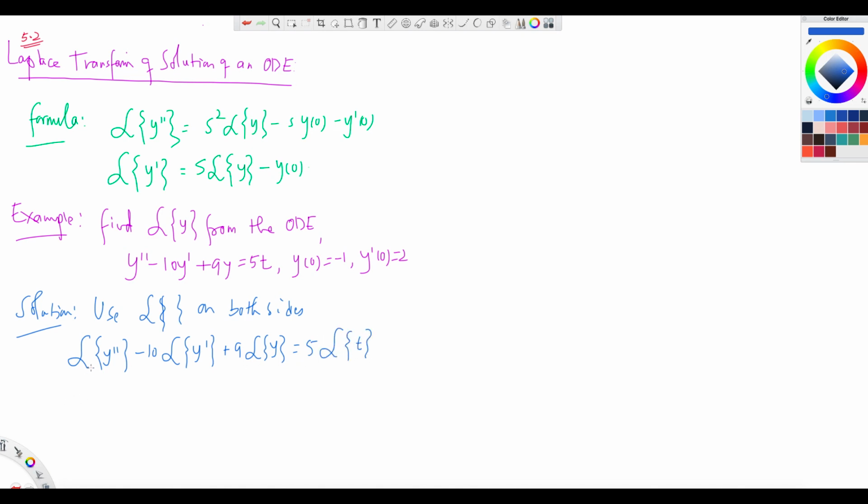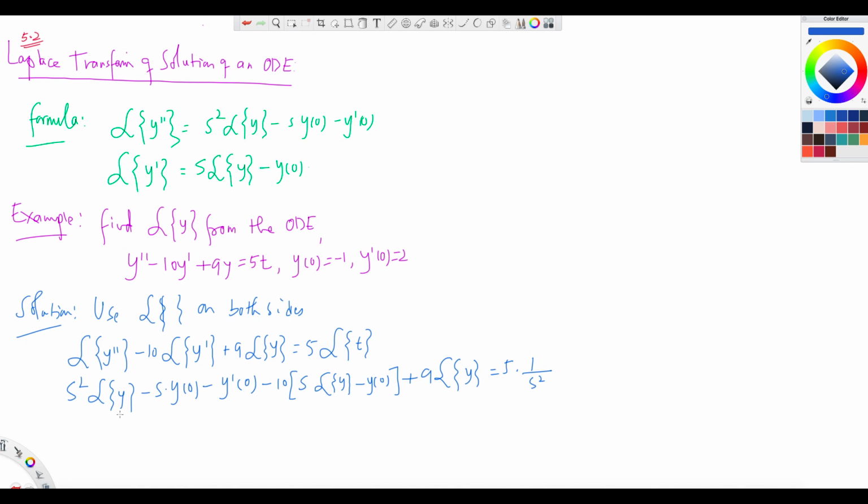So what is the formula for the Laplace transform of y double prime? Just plug that in. You get s squared times the Laplace transform of y minus s times y at 0 minus y prime at 0, that is for the second derivative, then minus 10 times a bracket. What is the Laplace transform of y prime? This is the second formula, so you write s times the Laplace transform of y minus y at 0, and then plus 9 times the Laplace transform of y equals 5 times the Laplace transform of t. Can you tell me what that is? You're right, that is 1 over s squared.